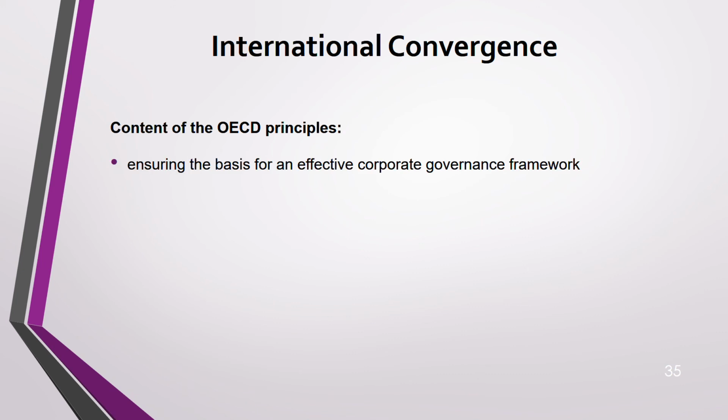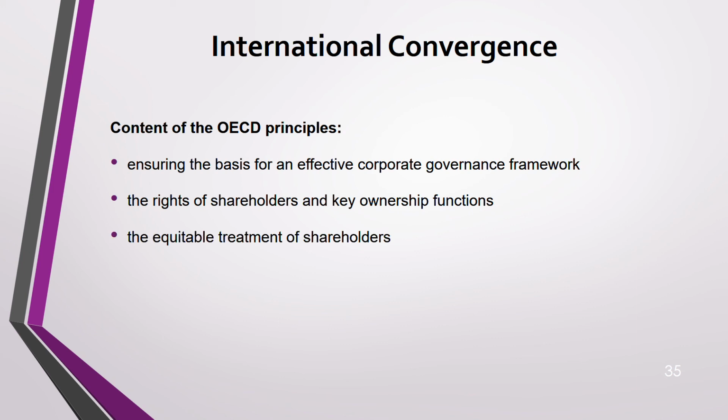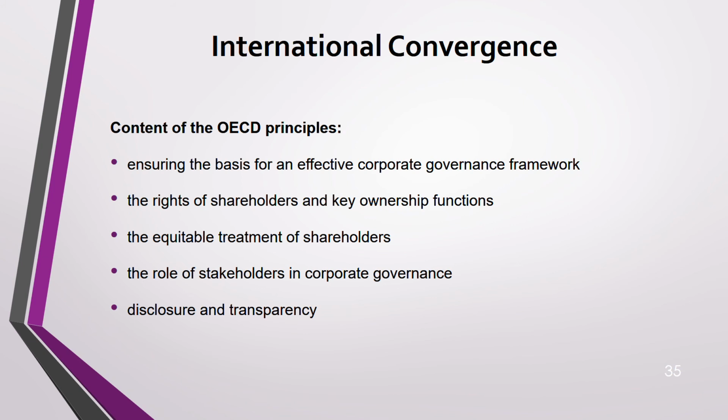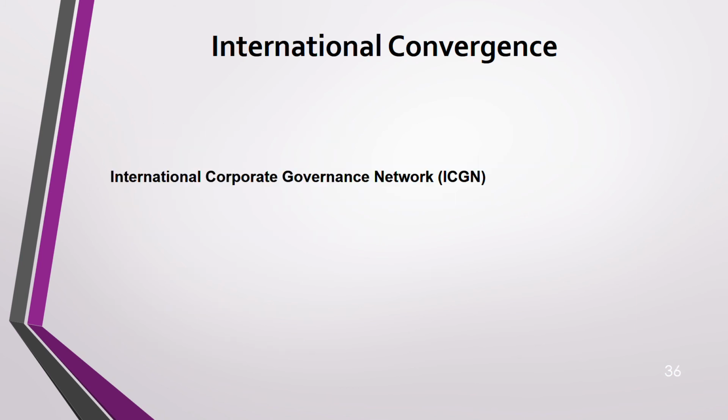It gives the basis for an effective what? It ensures the basis for an effective corporate governance framework. It makes the basis very strong. Second, rights of the shareholder and key ownership functions. Third, all the shareholders should be treated equally. Fourth, what is the role of the stakeholders in corporate governance? What is the importance of disclosure and transparency? Responsibilities of the board. Okay, go through this content.